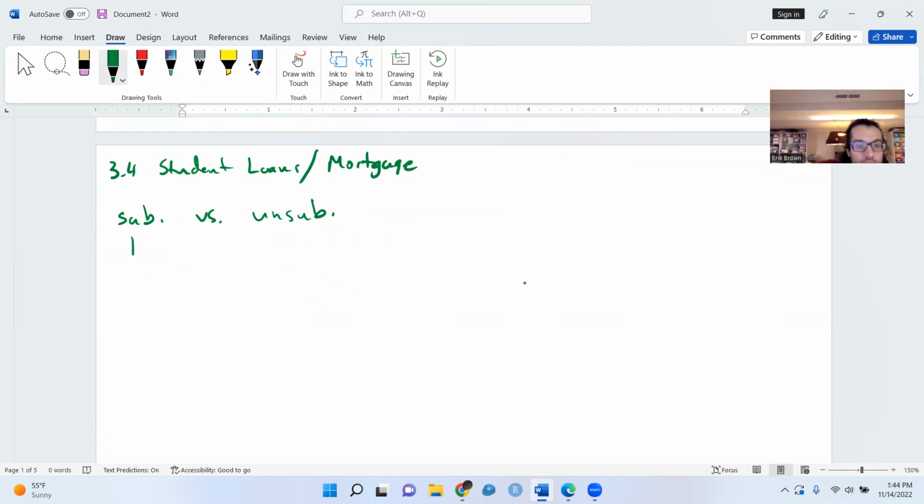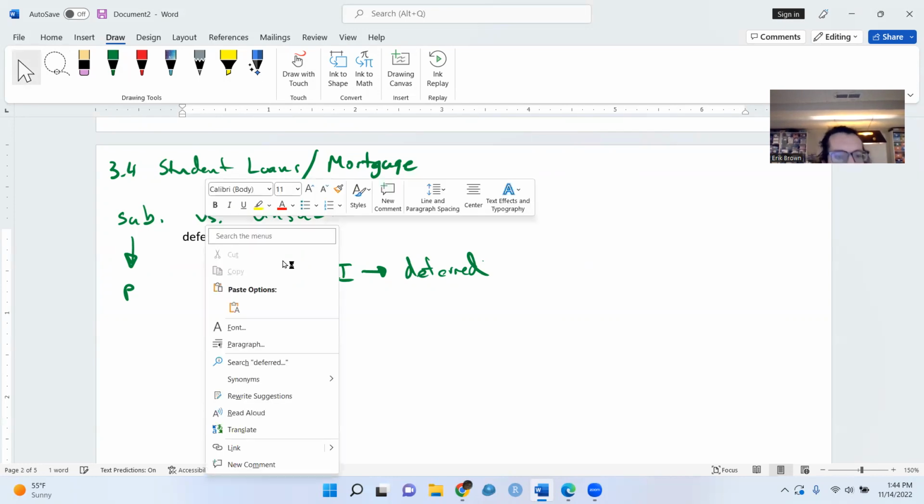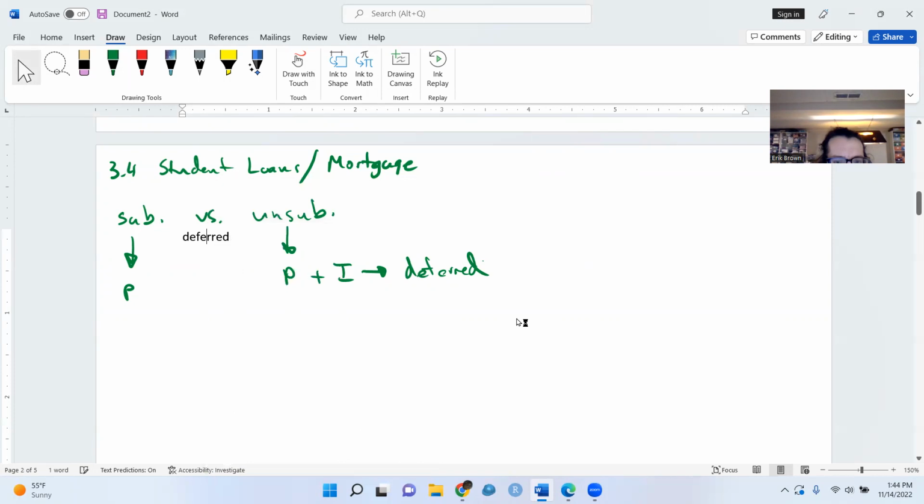If the loan is subsidized, you're just borrowing P. If the loan is unsubsidized, you're borrowing P plus any interest while in school. Let's not say it that way. We'll call it deferred interest. Remember, while you're in school, your interest is deferred. That's not even how you spell deferred, I don't think. Here, let's type it. Let's see if I can do it. Deferred. Well, I did spell it right. Wow, I feel pretty good today.